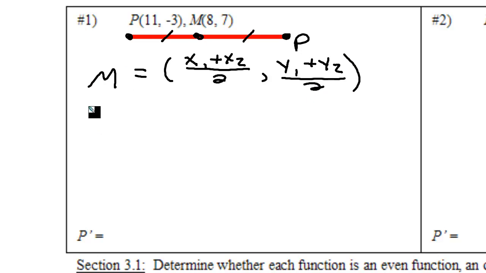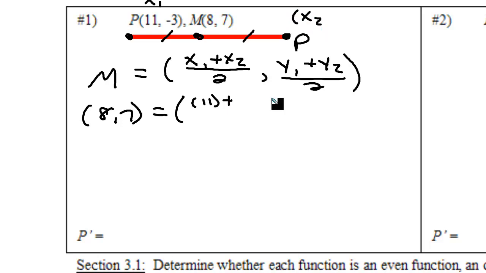M, our midpoint, is (8, 7). One of the x values of our endpoints is 11. The other endpoint's x value we don't know, so we use x sub 2. Our y1 is the y value of an endpoint, which is negative 3. Y sub 2 is the y value of the other endpoint, which we don't know, so we use a variable.